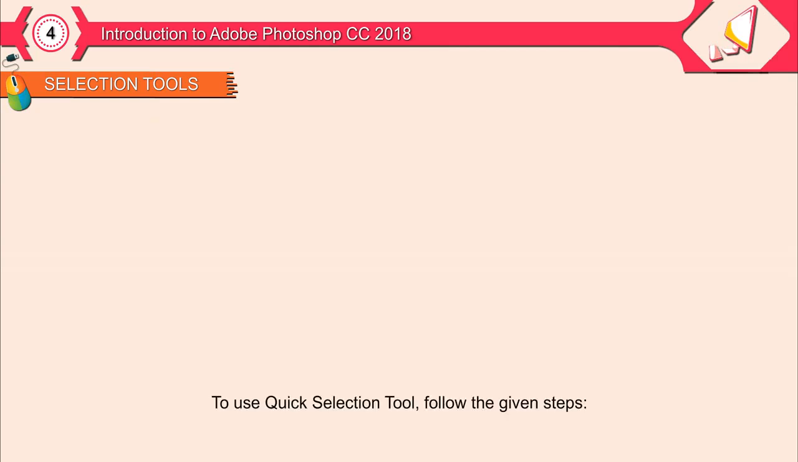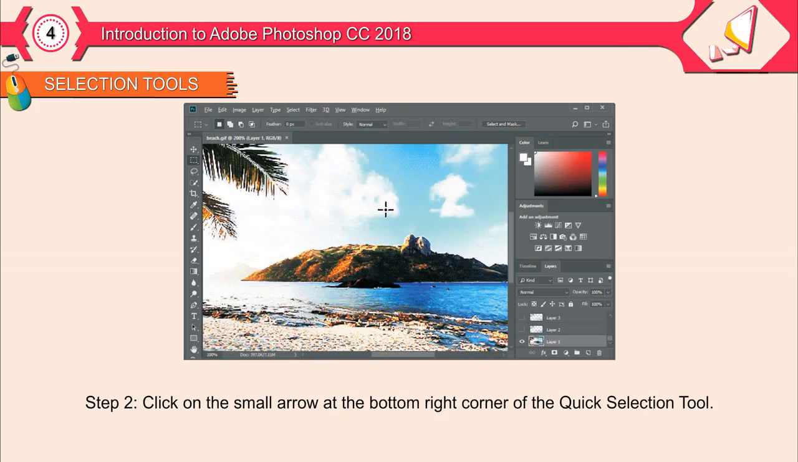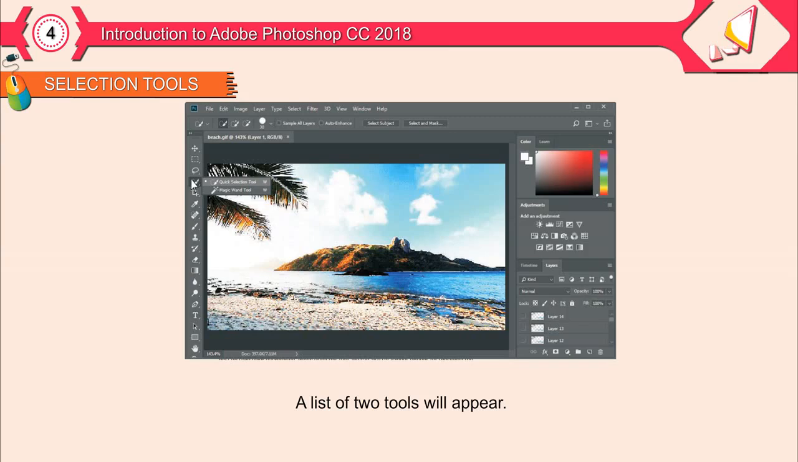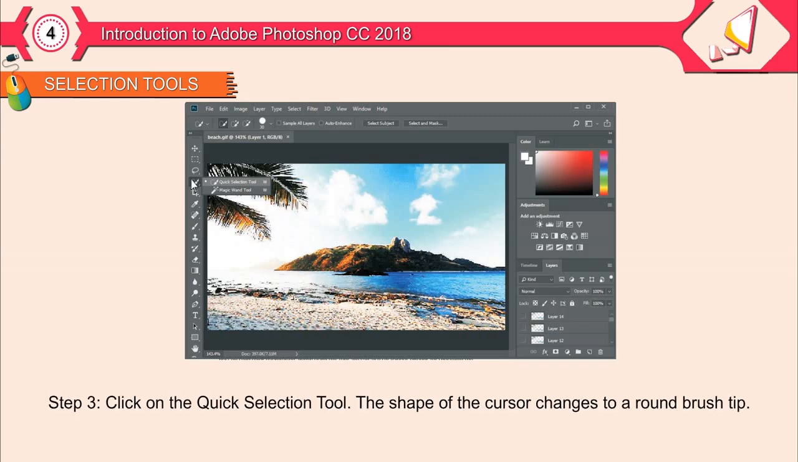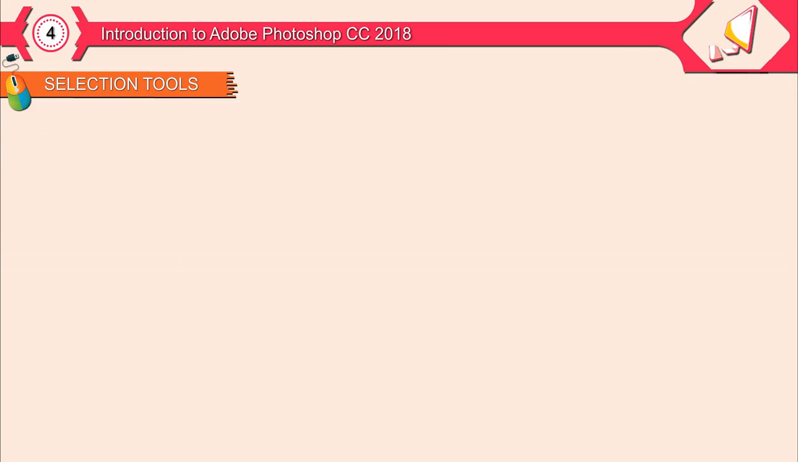To use Quick Selection tool, follow the given steps. Step 1. Open an image. Step 2. Click on the small arrow at the bottom right corner of the Quick Selection tool. A list of 2 tools will appear. Step 3. Click on the Quick Selection tool. The shape of the cursor changes to a round brush tip. Step 4. Drag and click the mouse over the part of the image to be selected.